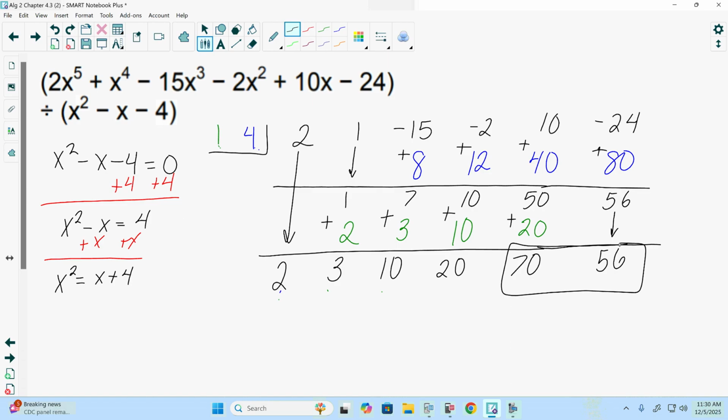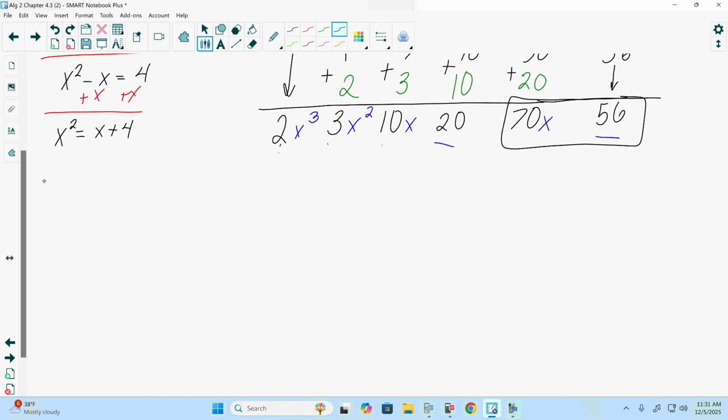And our variables, because when we had outside, we put the variables back. In this case, 20 would be the term without the variable. 10 would have x, 3 would have x squared, and 2 would have x cubed, yes? Do the same thing with the remainder. The 56 would be our term without the variable. 70 would be our term with x to the first power. So it'd be 70x plus 56 over the equation.